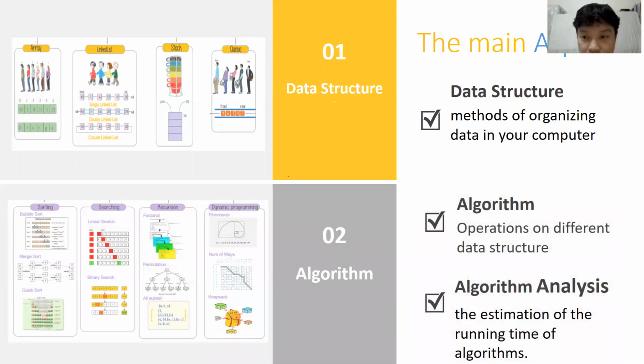The algorithm can be in two parts. The first is about how the operations work on different data structures. If you already establish one data structure, of course, it will have a different way of operation. And algorithm analysis is also one of the things that you will learn. It is about the estimation of the running time of the algorithms. If you are using data structure A, then it may have a longer computational time than data structure B. And you need to analyze that. Which data structure is the best, you need to choose based on this algorithm analysis.